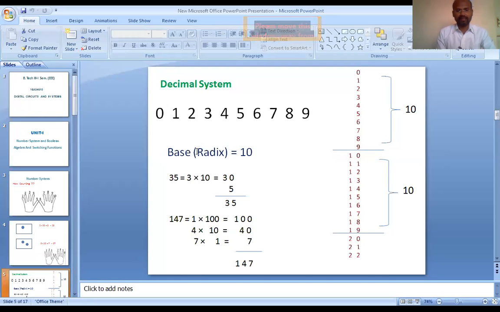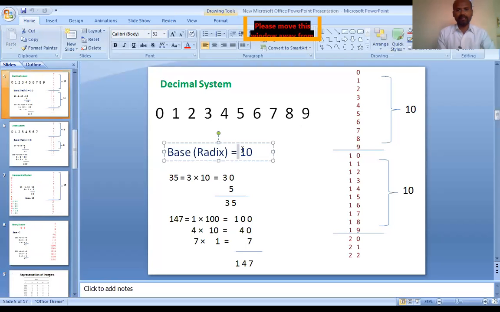And the base, there is a terminology here. Base is also called radix. Base is the term which refers to the number of symbols used in the system. In this particular system called decimal system, we have 10 different symbols. That's why base becomes 10. Right?